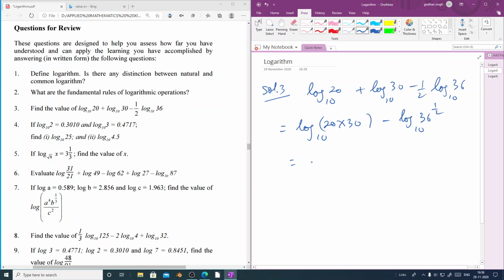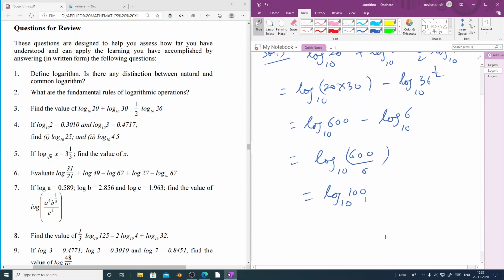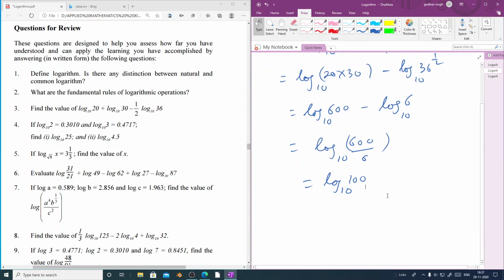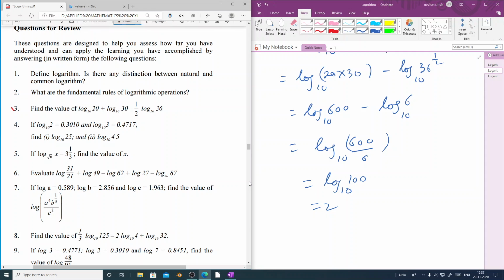and equal to, so here you will be getting log 600 with base 10 minus, this will become log 6 with base 10, equal to, now we know that log a minus log b is log a by b, so this will become log 600 over 6 with base 10, and that is equal to log 100 with base 10. Now what is the meaning of log? We have already learned that one. So what should be the power on 10 such that we get 100? So the answer is 2. So the answer of our question number 3 will be equal to 2.